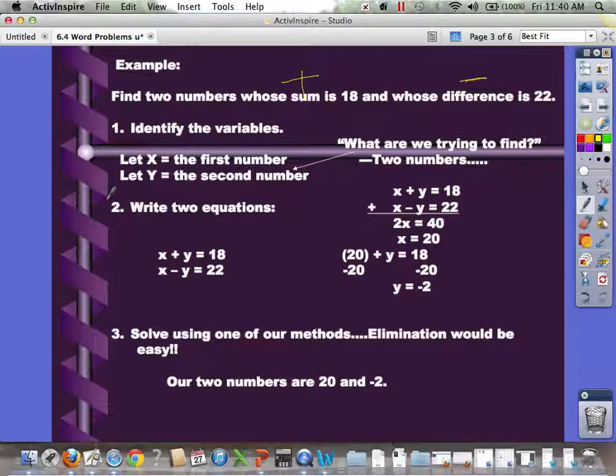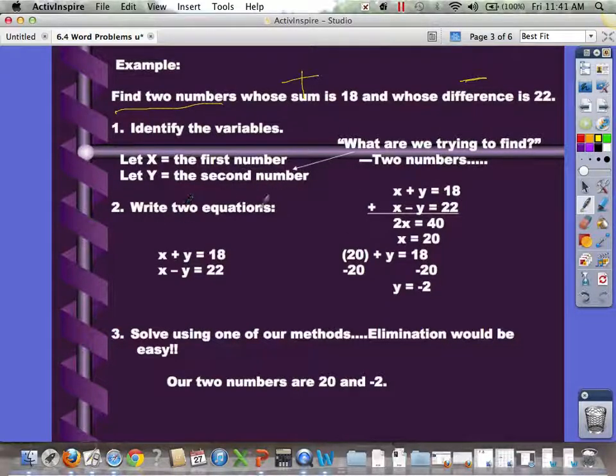So I would want you to write this on your paper exactly like you see it. X is equal to blah, and Y is equal to blah. And that way you'll know what you've got, and at the end you'll be able to say, okay, I've solved for this letter, so that means that is the first number, or whatever it is you're trying to look for. So remember, the question is, what are we trying to find? Two numbers. That's all we've got. It says find two numbers in your word problem. That's what we're looking for.